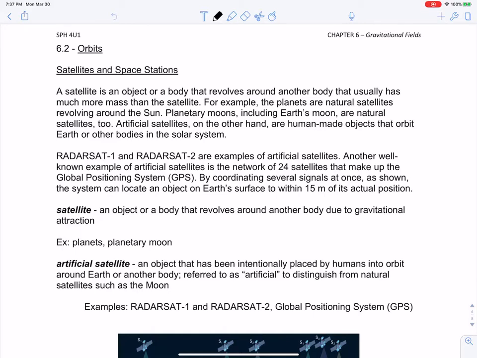Artificial satellites, on the other hand, are human-made objects that orbit the Earth or other bodies in the solar system. RADARSAT-1 and RADARSAT-2 are examples of artificial satellites. Another well-known example of artificial satellites is the network of 24 satellites that make up the Global Positioning System, GPS. By coordinating several signals at once, as shown, the system can locate an object on the Earth's surface to within 15 meters of its actual position.